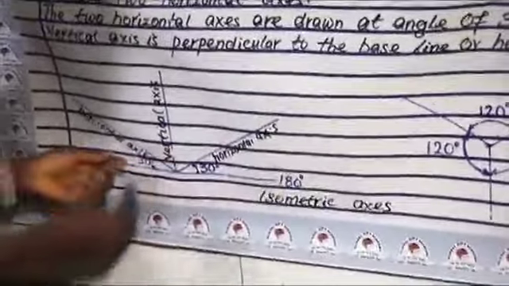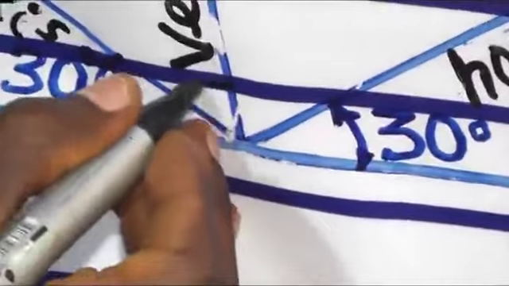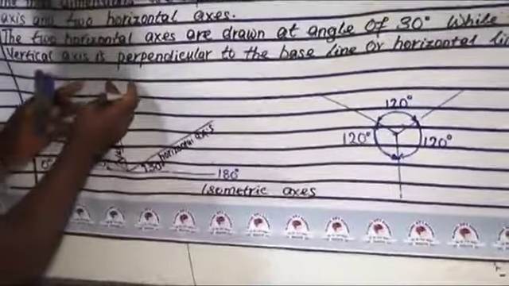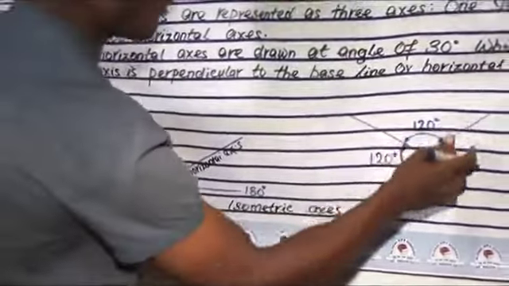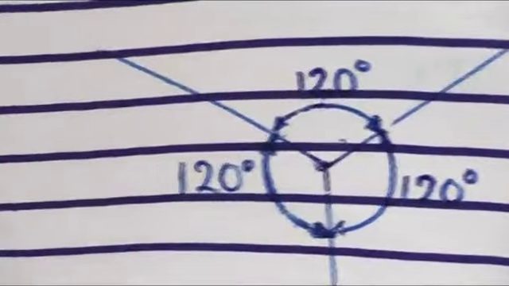Now, if you take a look at this, you see that this angle here is 30 degrees. You also have another angle here, 30 degrees. But the angle from this vertical line to the baseline is 90 degrees. Now, if you take this horizontal axis up here and you measure the value of the angles, you are going to see that each of these angles is going to give you 120 degrees, as you can see in this other picture. If you move these two horizontal axes to this point, or bring this vertical axis down here, then you check the angles, you see that each of those angles is 120 degrees. This is known as the isometric axis.